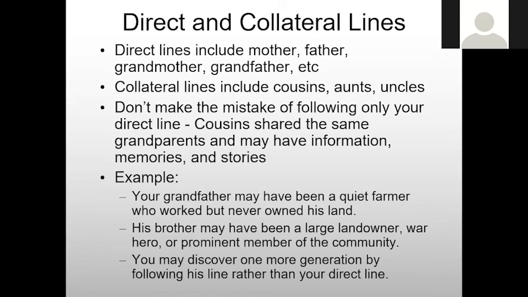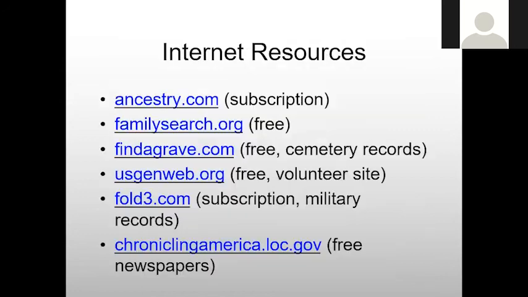Your grandfather, as an example, might have been a farmer of virtually no distinction in his particular area, but he might have had a brother that might have been a large landowner or a prominent member of the community, and there might be information about his ancestry that also applies to you.